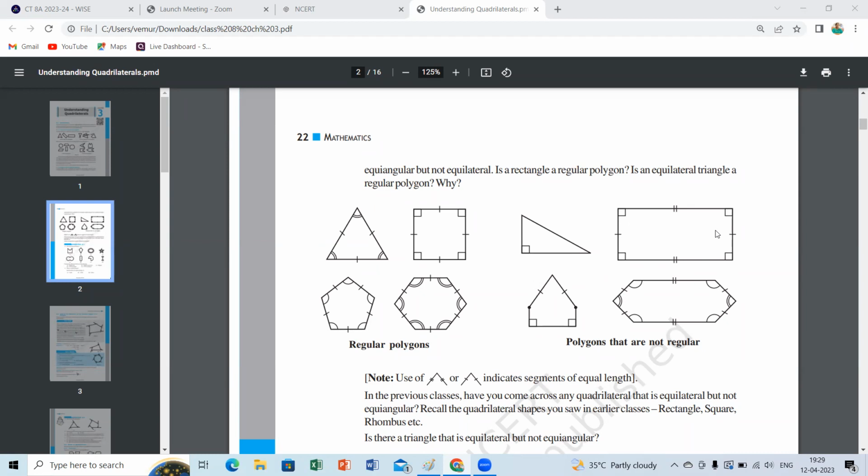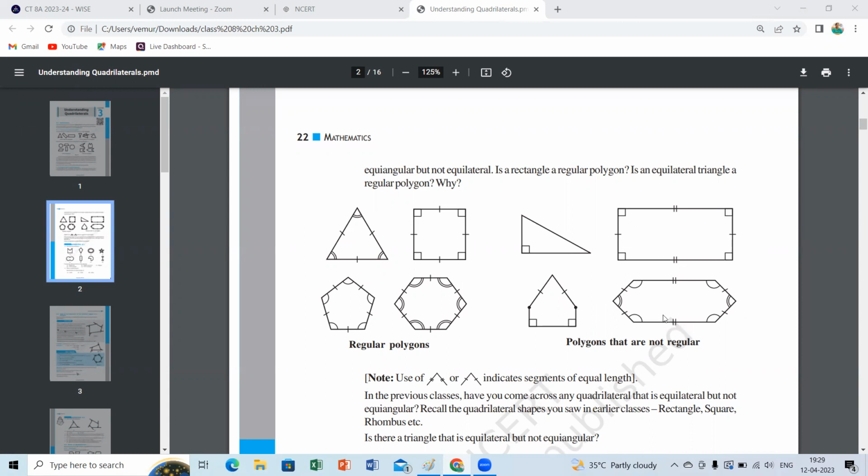Triangle. All sides are equal here, angles are equal. Sriram, see, the angles are equal, sides are equal. No, ma'am, the angles are not equal. Both should be equal. Is it a regular polygon or not? No, ma'am, it's not regular, so it's an irregular polygon.